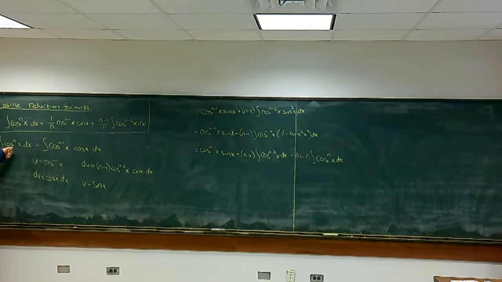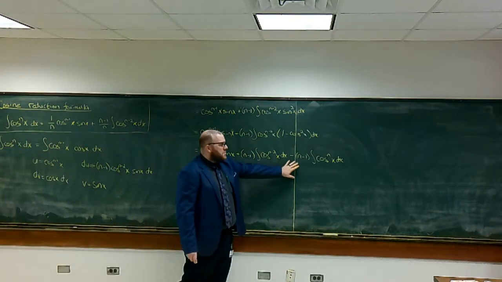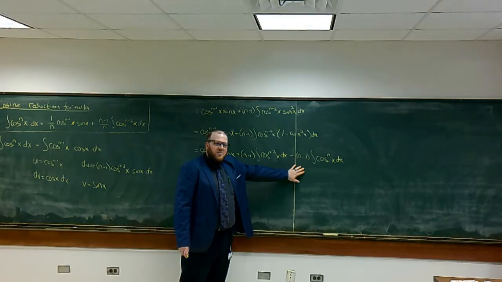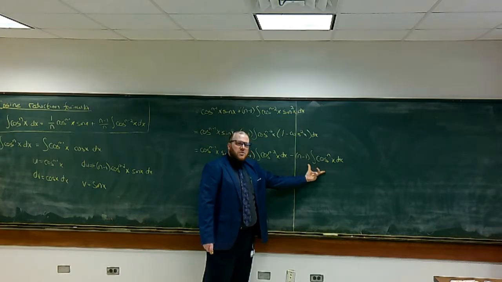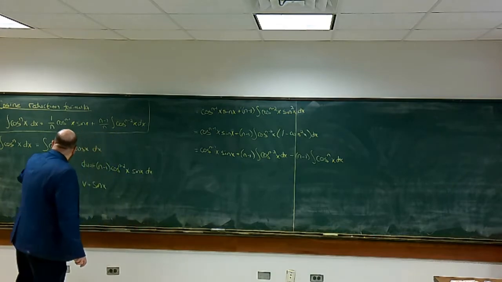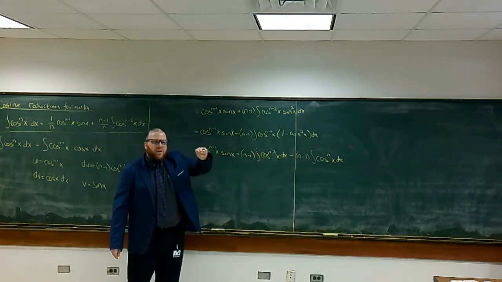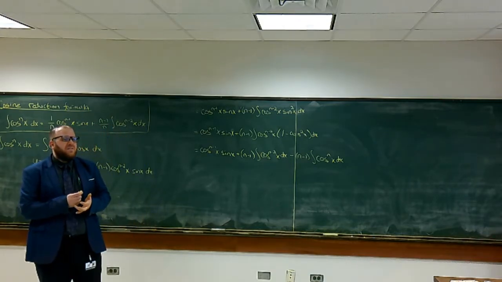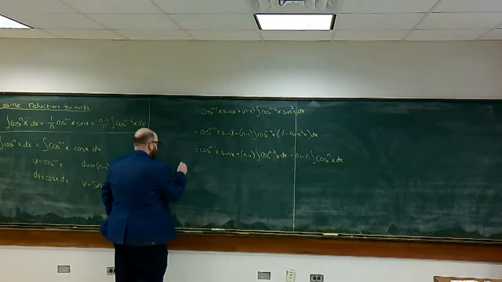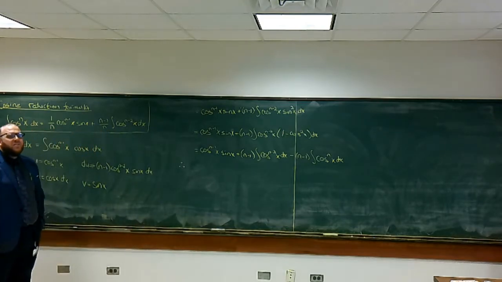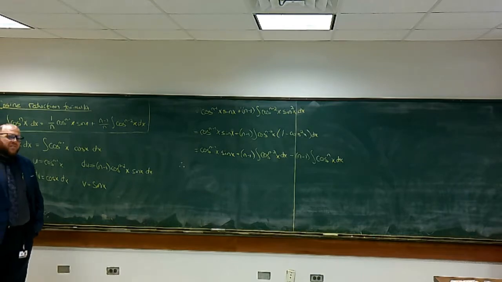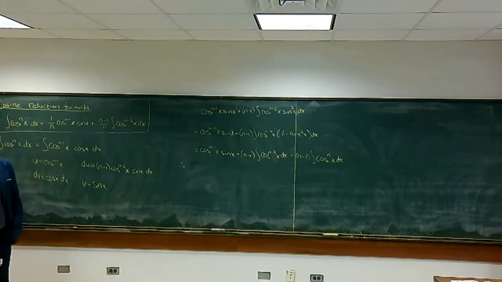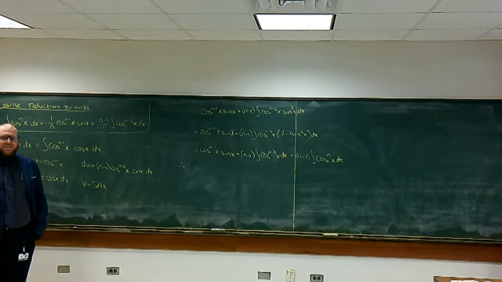Wasn't that the antiderivative? So think of this as like I. I equals this nightmare minus the quantity of n minus 1 times I. So just add this quantity to both sides. 1 plus the quantity of n minus 1 is what? 1 plus n minus 1. It's just n.